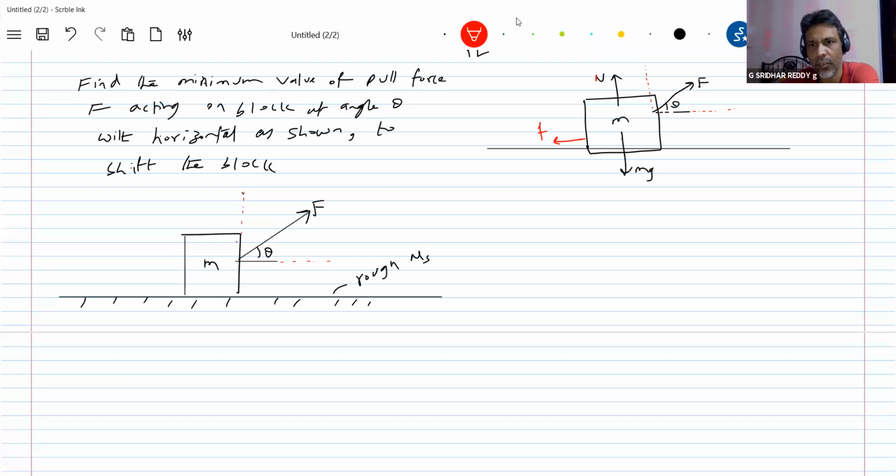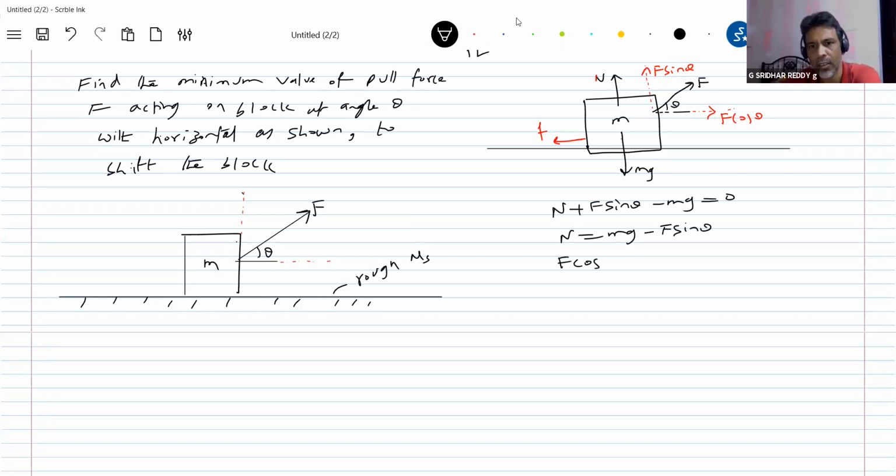So when I resolve that force, how much here? F sine theta, F cos theta. The block will shift when F cos theta is equal to or greater than friction f, let's assume. So mathematically first we'll calculate N plus F sine theta minus mg equals 0, or N equals mg minus F sine theta. Or along the horizontal direction, F cos theta should be equal to f. Further, what is f? Mu s N. So here F cos theta equals mu s, what is N? This is equation 1.